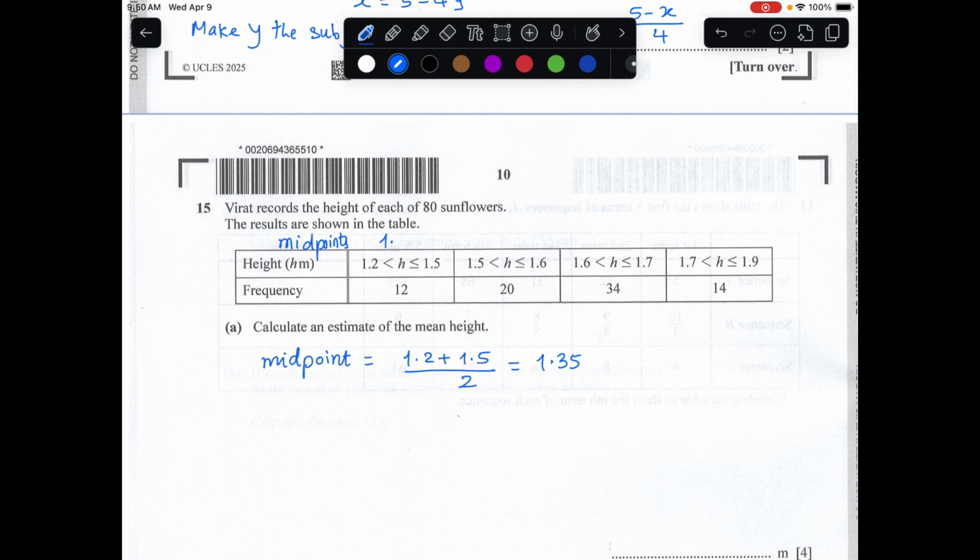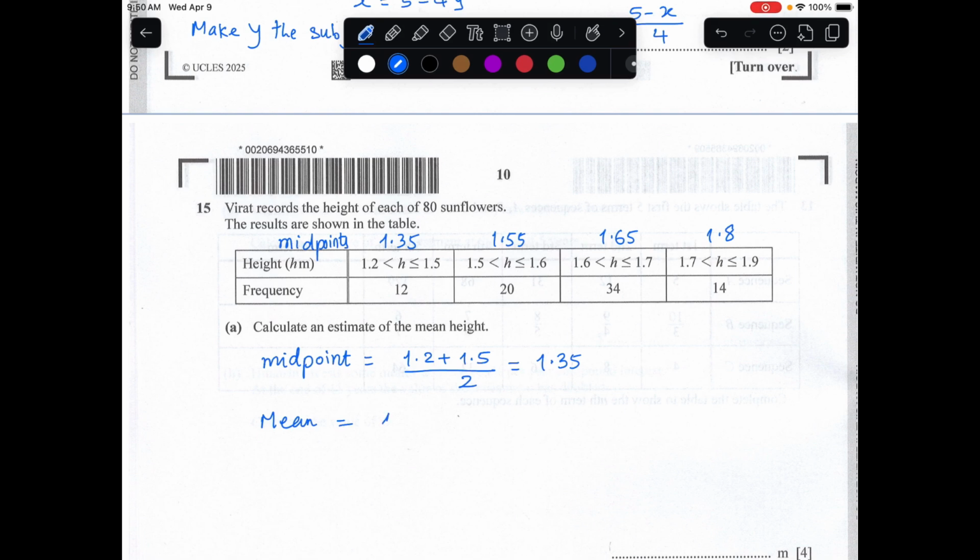The midpoints are going to be 1.35, and then next I add 1.5 plus 1.6 divided by 2, that gives me 1.55. Next we do 1.6 plus 1.7 divided by 2, that gives me 1.65. And then we have 1.7 plus 1.9 divided by 2, that gives me 1.8. And then we calculate the mean.